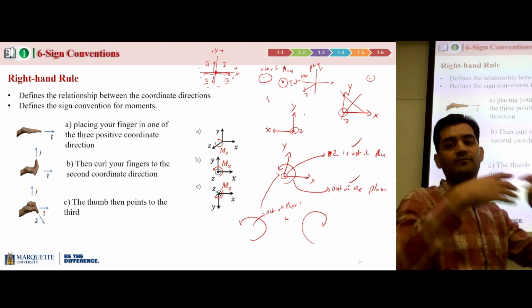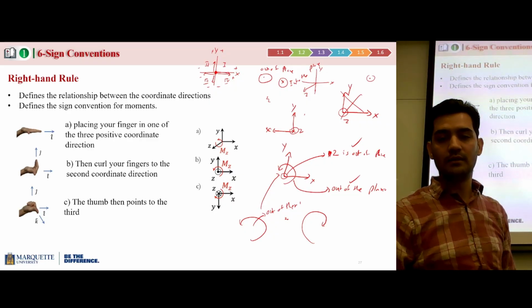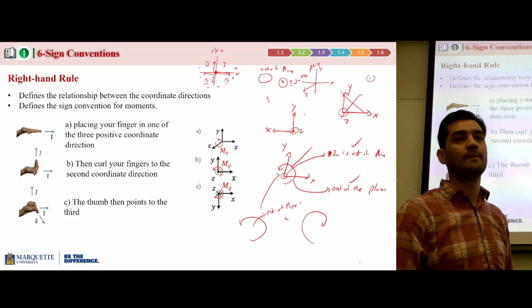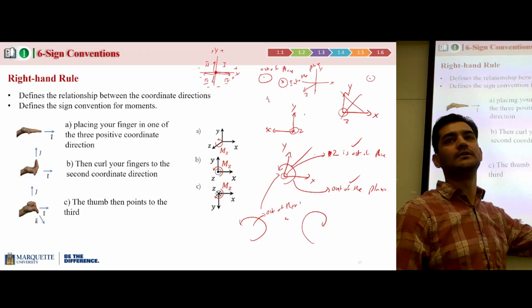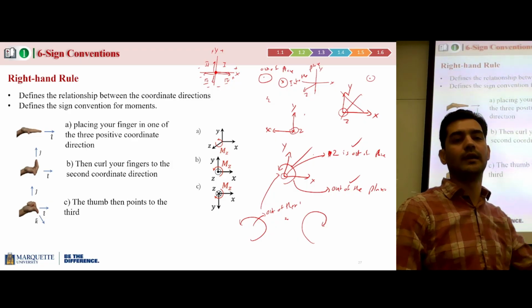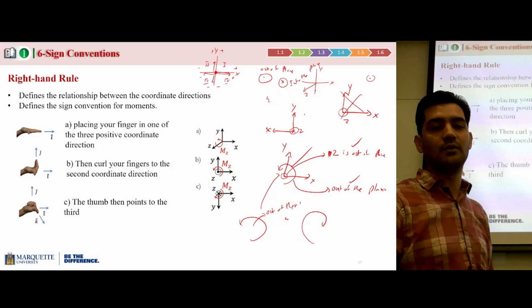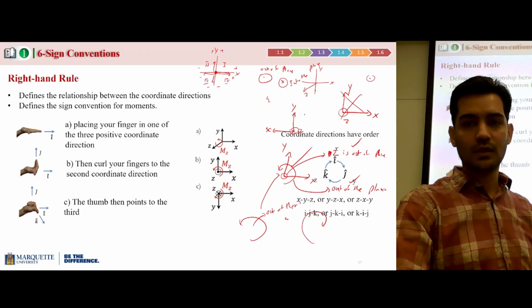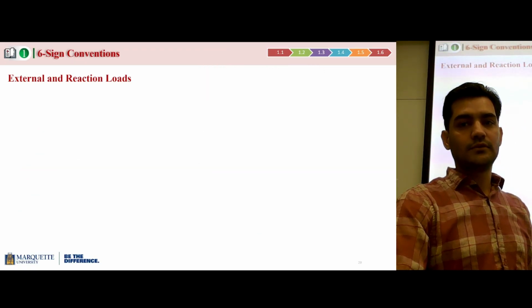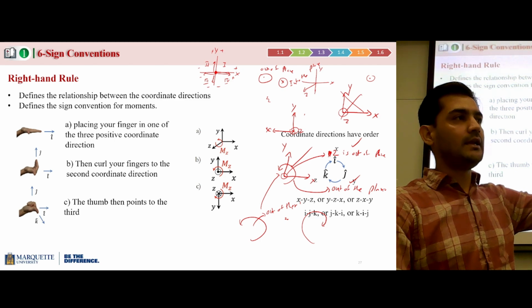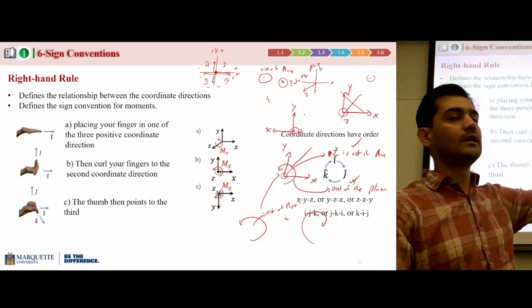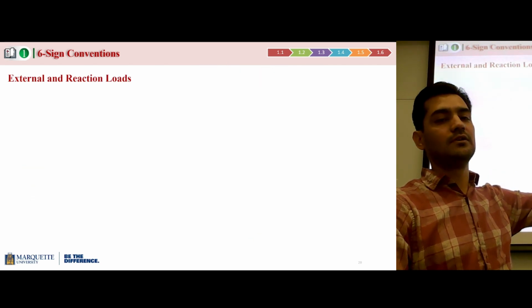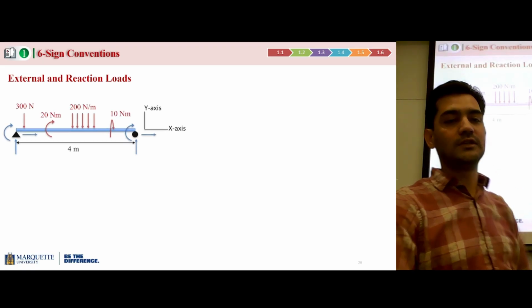So I can safely say that this moment is positive. And you can also see it's anti-clockwise, so it's positive. So you can use anti-clockwise as well. But the most accurate one is the right-hand rule. So you can see how you can calculate the direction of the moments. I mean, you can calculate whether it is positive or negative.